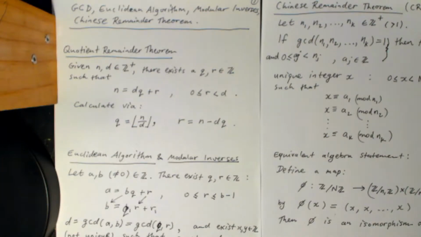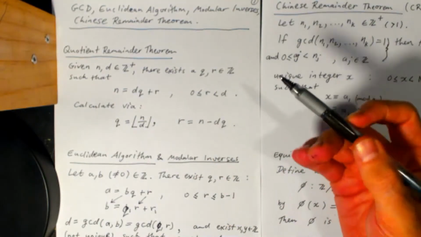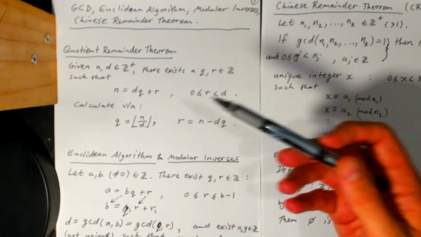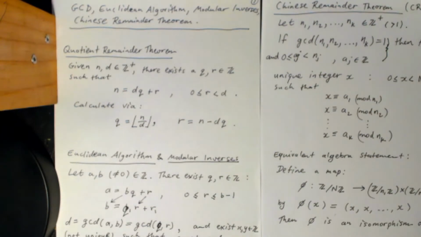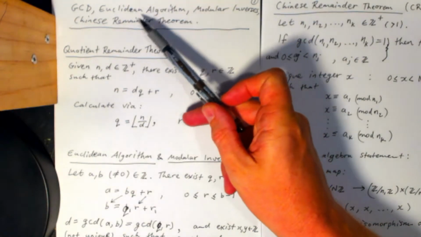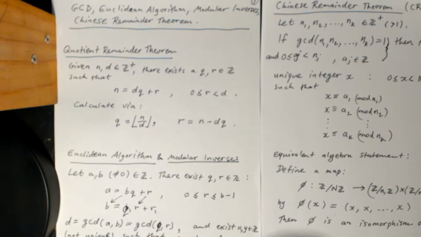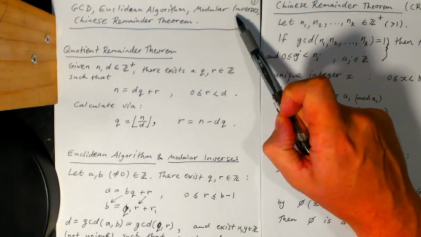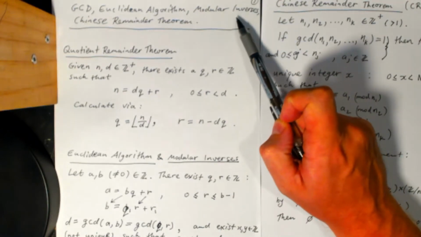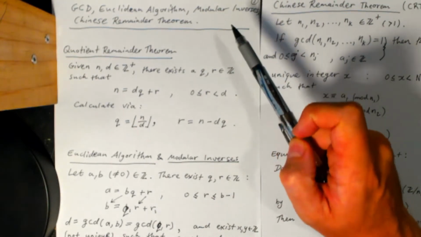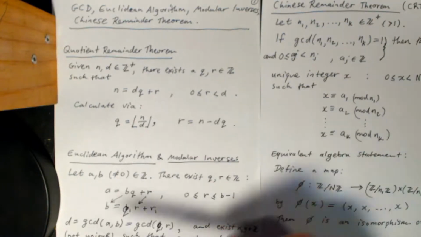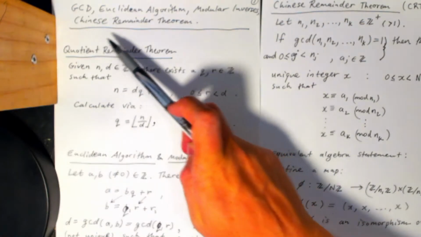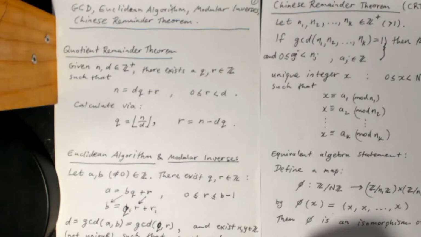Okay, welcome back. This is our fourth video on algebra and number theory, and today we're going to focus a little bit on elementary number theory. Overall, we're going to look at the greatest common divisor, or GCD, which is calculated via the Euclidean algorithm. Then we're going to use that to calculate modular inverses, multiplicatively. And finally, we're going to look at the Chinese remainder theorem.